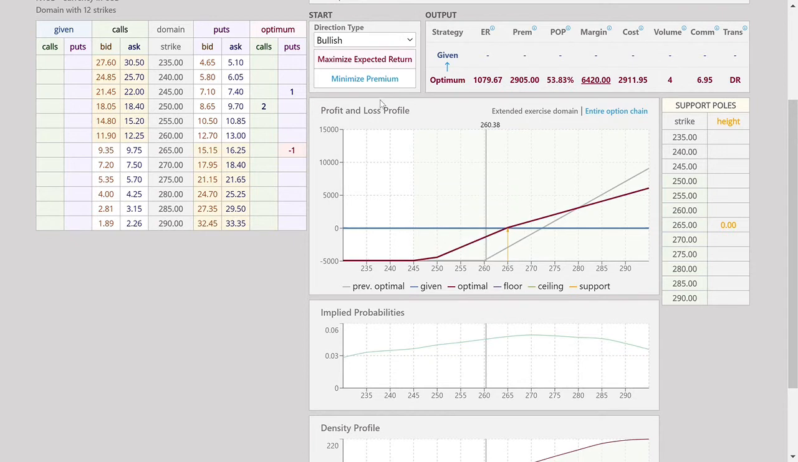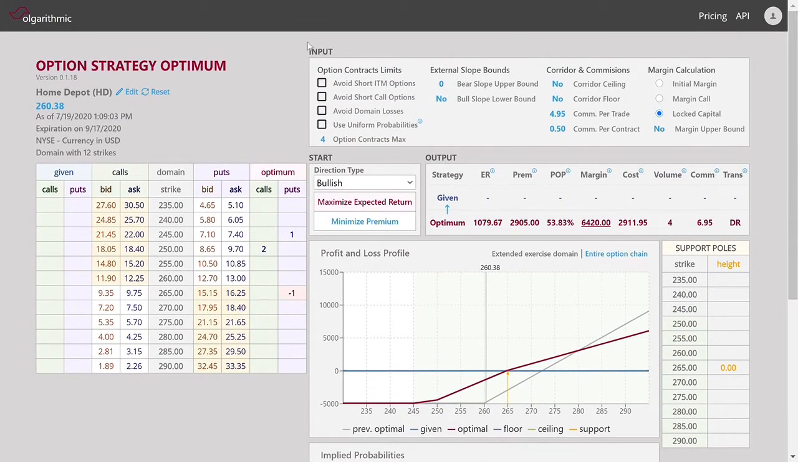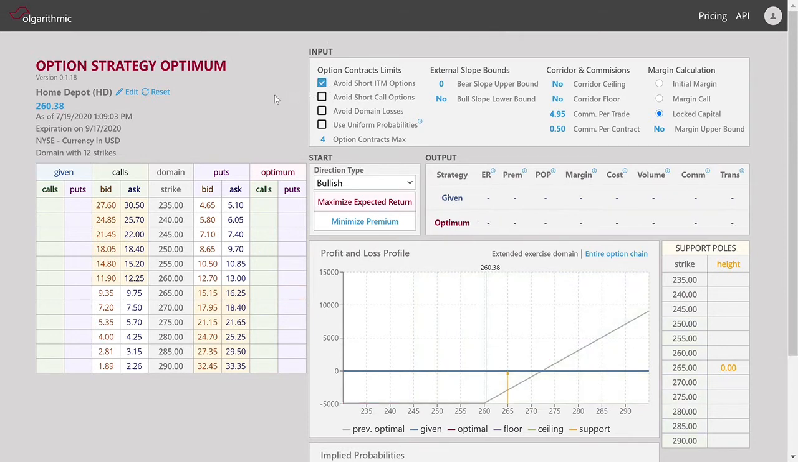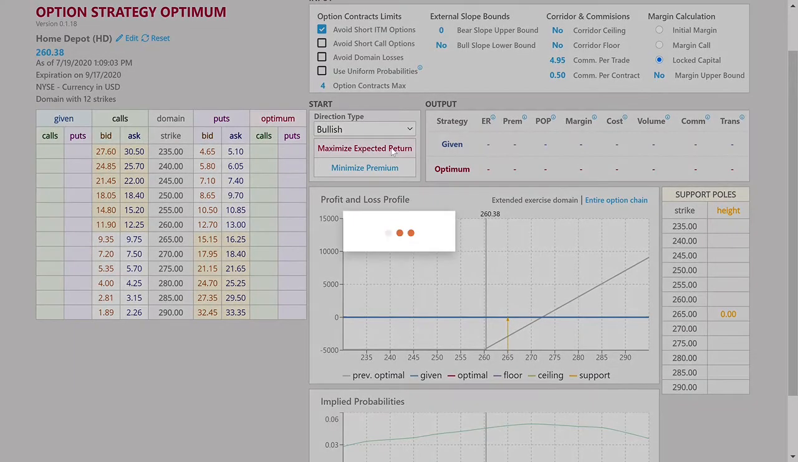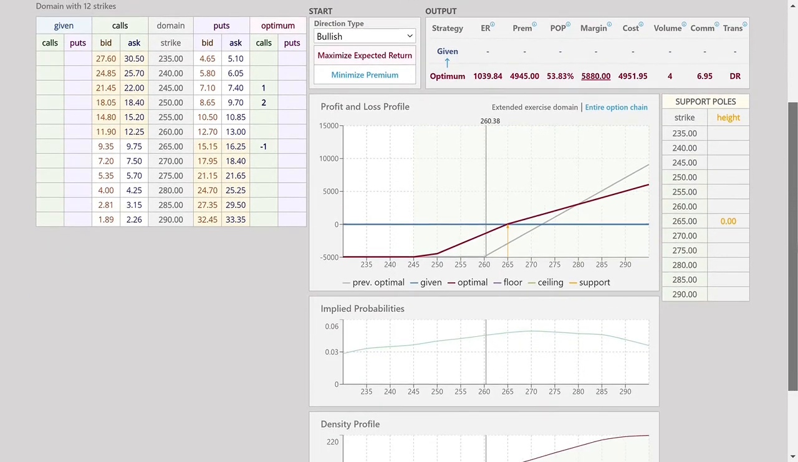But if you look at the code of this strategy, it's still not very good because it involves short positions in the money options. This put with the strike 265 is in the money and in the short position. It is depicted here by the red color font on the pink background. But again, the tool can resolve this issue by ticking this box. This box says avoid short in the money options. Again click on the maximize expected return button, and we have a strategy. The difference from the previous one is barely noticeable, but this strategy does not involve short positions in the money options.